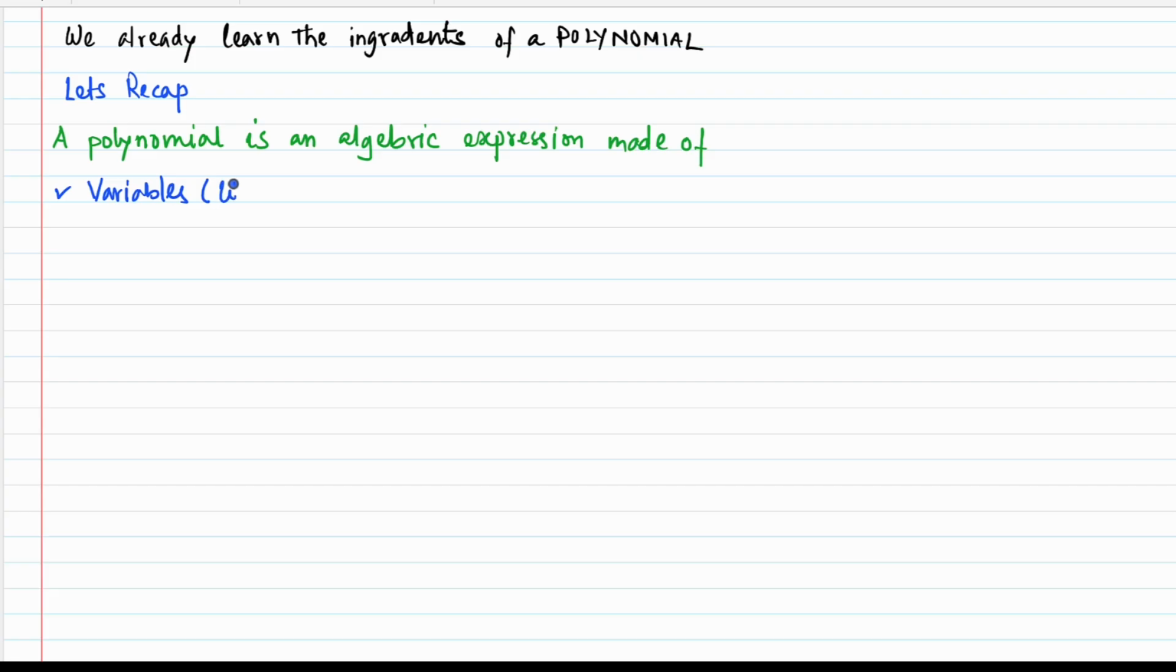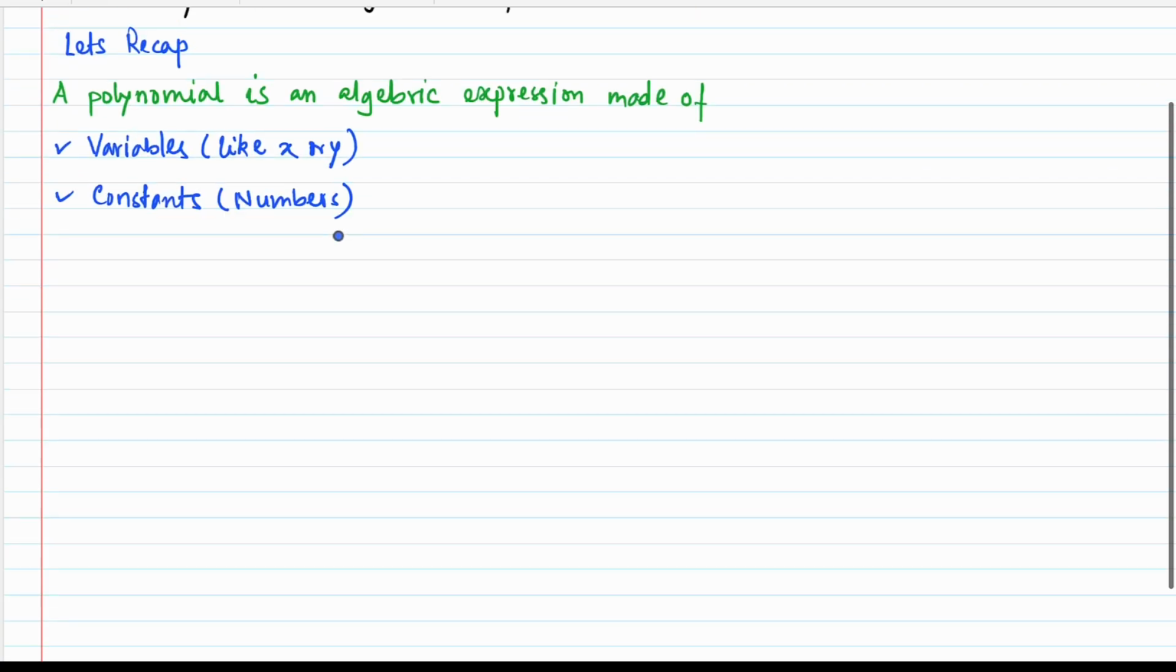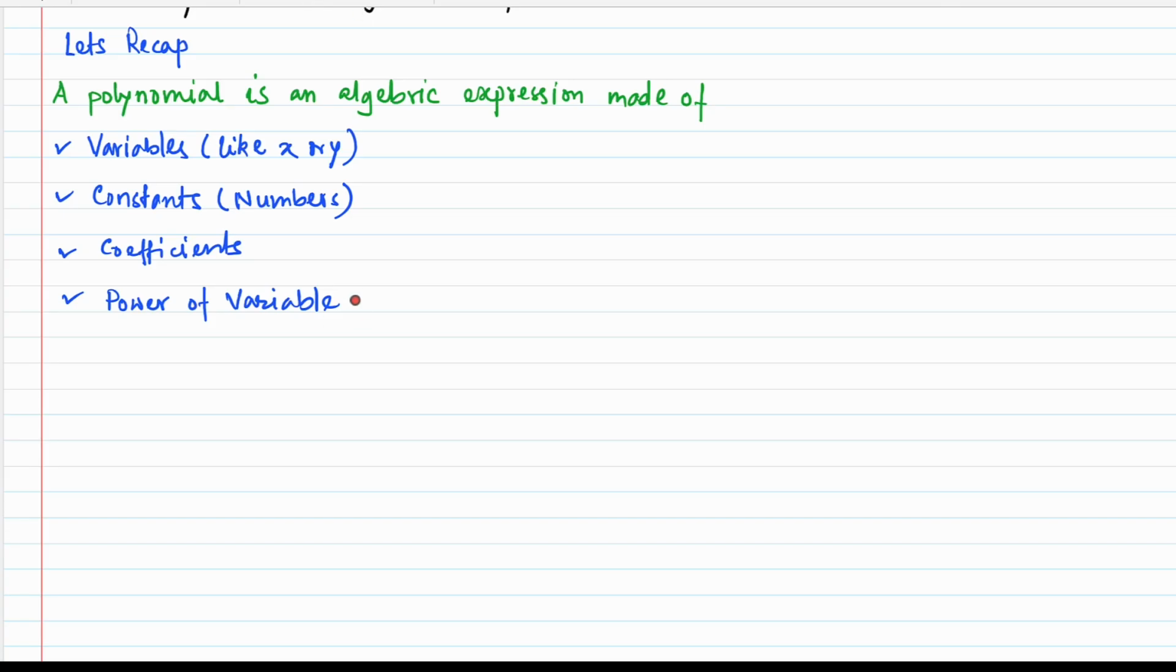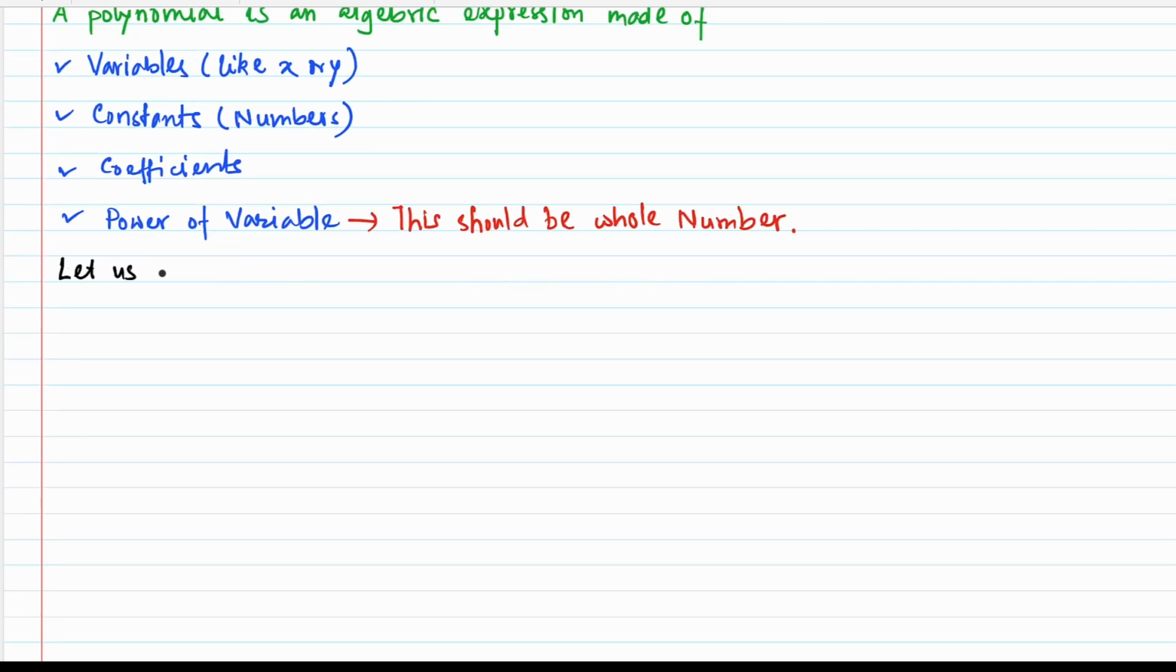A polynomial is an algebraic expression made up of, number one, a variable like x, y, z, or whatever it may be. Then we have constants. Some constant number can also be part of the polynomial. The coefficient is optional, it may be there, may not be there, but that is also a part. And finally, the most important, is the power of the variable. Now this should be a whole number. What is the character of this power? It should be a whole number. It should not be a fraction or negative, it should be a whole number.